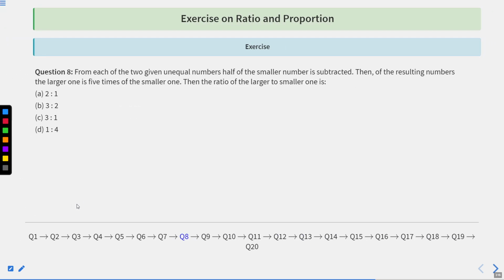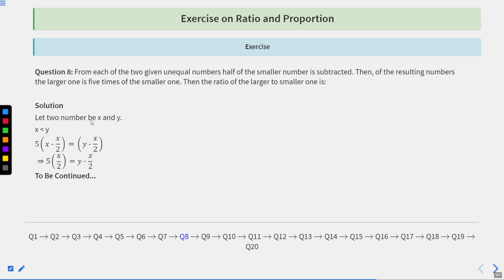Question number 8. From each of the two given unequal numbers, half of the smaller number is subtracted. Then of the resulting numbers, the larger one is 5 times the smaller one. Then the ratio of the larger to the smaller one is.